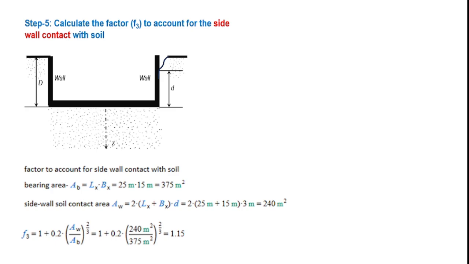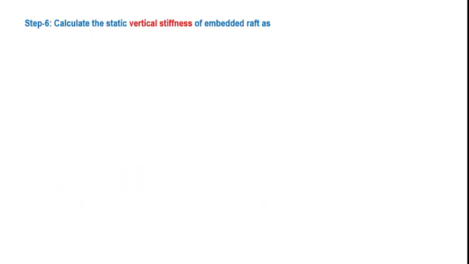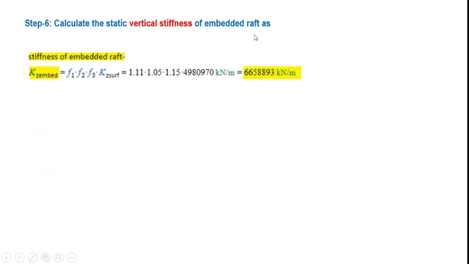So it means that now we are in a position to compute the final stiffness, which is being done in step 6. That is, we proceed for the computation of the static vertical stiffness of the embedded raft, which is simply nothing but the stiffness of the embedded raft, K_z,embed, is equal to F1 into F2 into F3 into K_z,surf, which means that the computed surface stiffness needs to be increased through the parameters F1, F2 and F3.